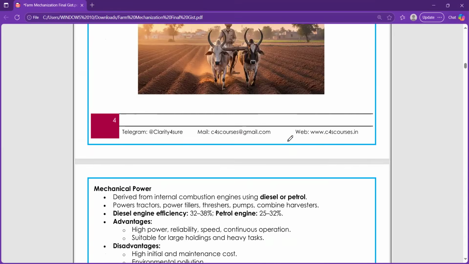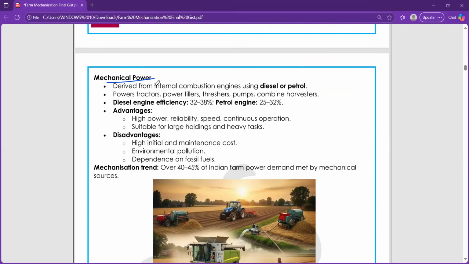Okay, then we have mechanical power in farm mechanization. It is generally derived from IC engines, or internal combustion engines, using diesel or petrol. Power tractors, power tillers, threshers, pumps, and combine harvesters are generally used as mechanical power sources. Talking about efficiency, a diesel engine has 32 to 38%, again very important data, and a petrol engine has 25 to 32% efficiency.